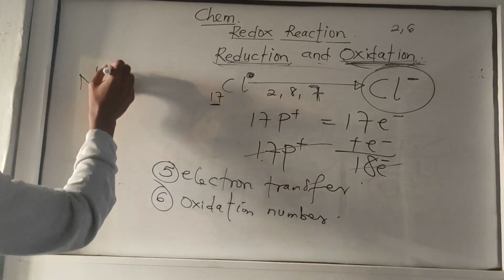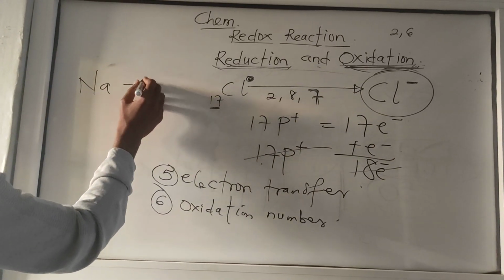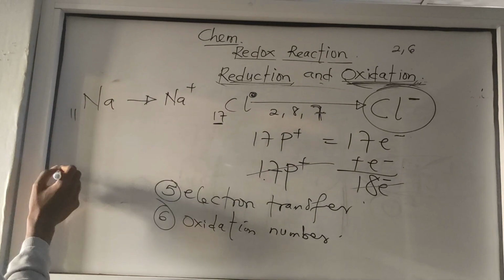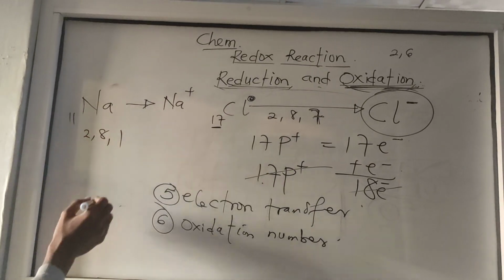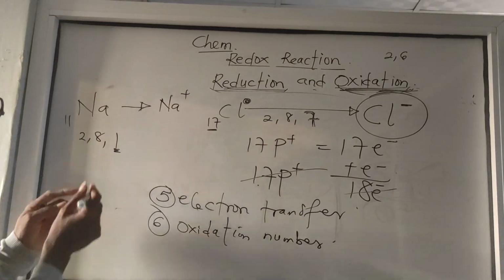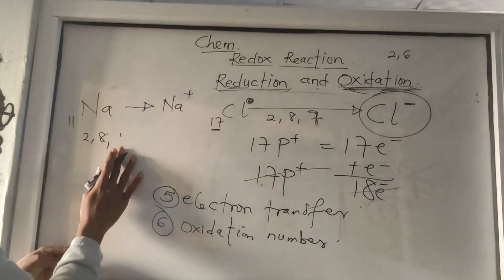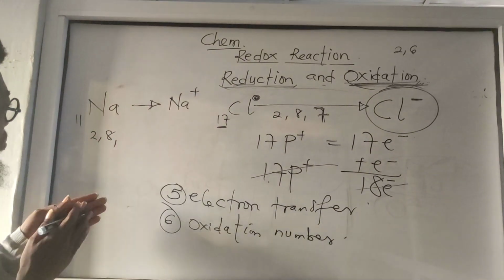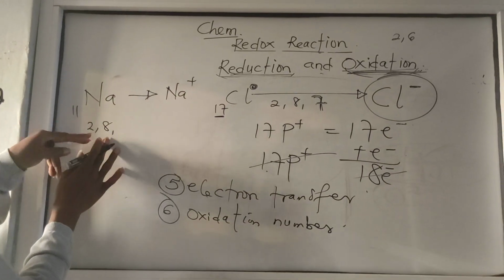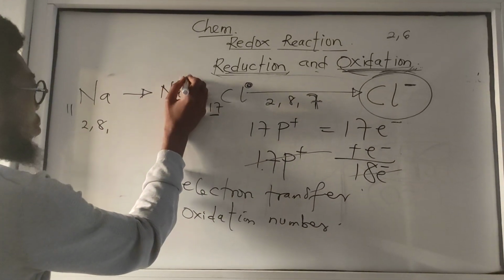Let's look at sodium. Sodium can turn to Na+. How? The atomic number of sodium is 11, so it is 2, 8, 1. What will happen to this one? Will it gain or lose? It will lose 1. When it loses 1 electron, the protons are still 11 and the electrons remain 10. So the protons are more than the electrons, and that's why it gained +1.